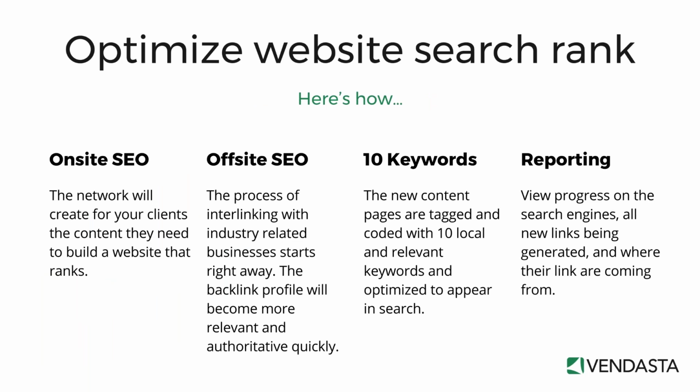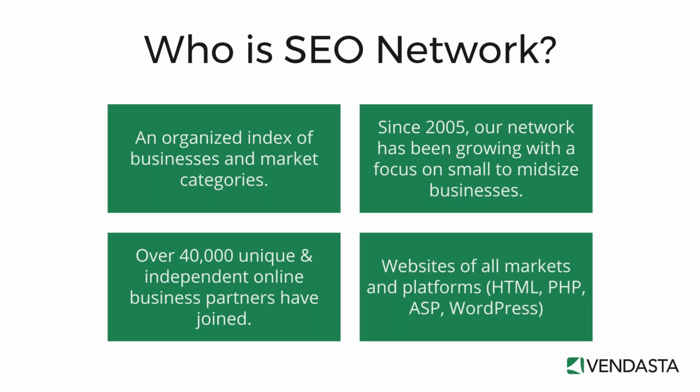This is how they do it. The network will create for your clients the content they need to build a website that ranks. That's the on-site SEO. They'll also begin the process of interlinking with industry-related businesses, and this will make that backlink profile really authoritative, and this is the off-site SEO. Now, whether it's the 10 keywords or the 5 keywords, the new content pages are tagged and coded, and that means that relevant page will be optimized to appear in search. And the most important part, the part that we are really excited about and that very few competitors offer, is reporting. There's clear, weekly, robust reporting, so you can view the progress on all search engines, and you can pass it along to your customers.